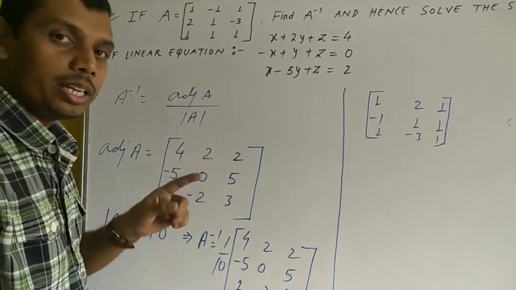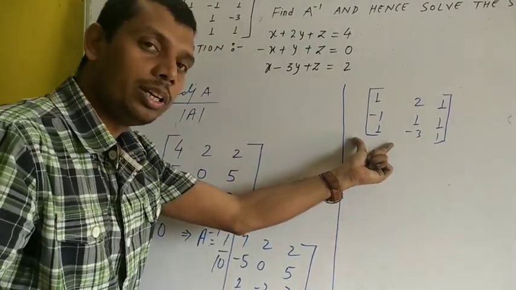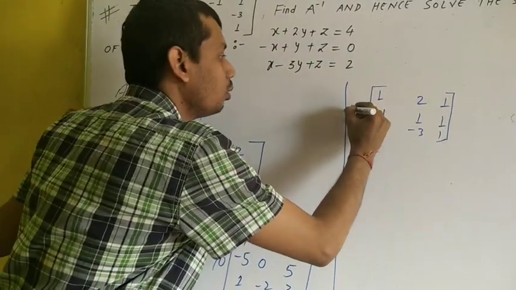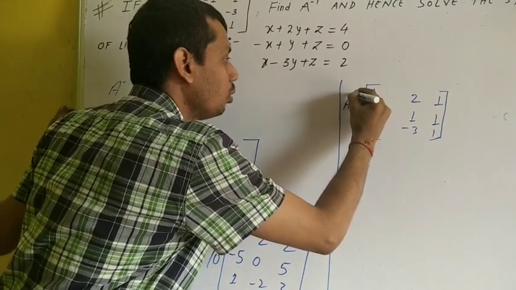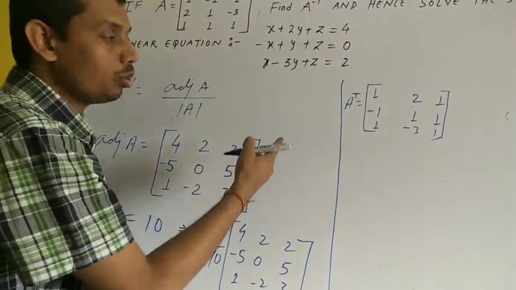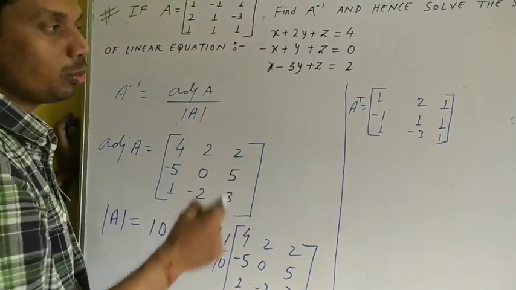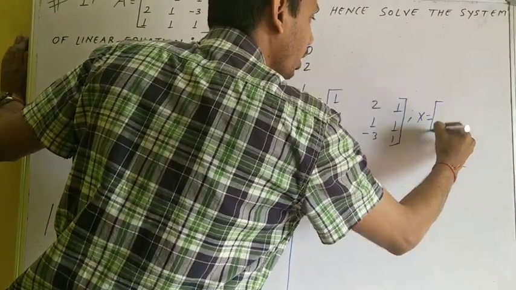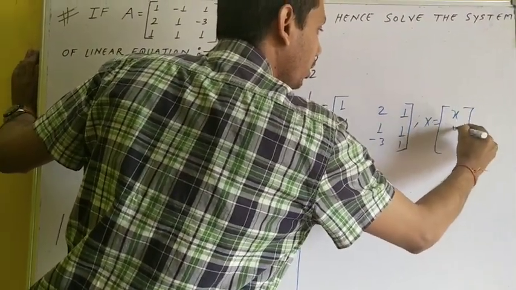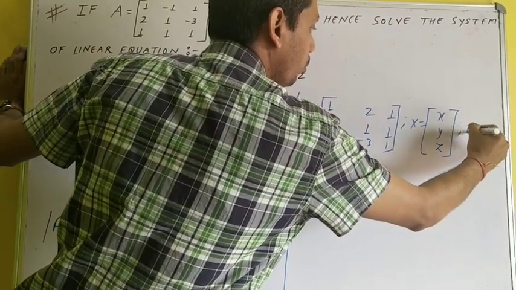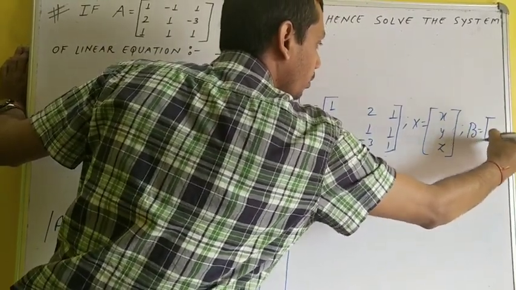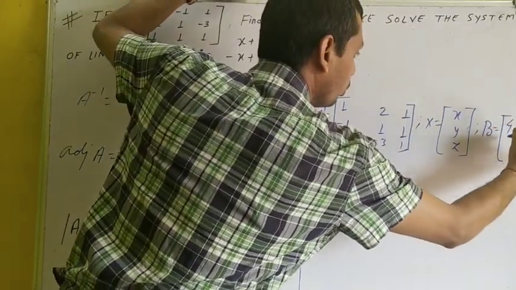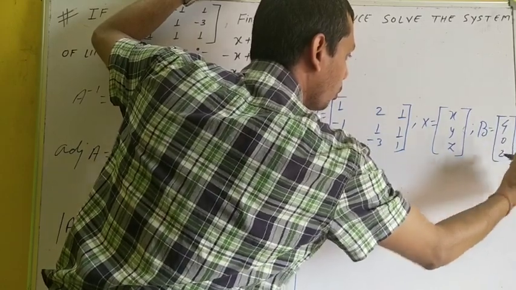So what is the relation between this coefficient matrix and the given matrix A? This coefficient matrix is the transpose of the given matrix A. So let us write that A transpose is equal to this. Now X is the variable matrix X, Y, Z, and B is the constant matrix 4, 0, 2.